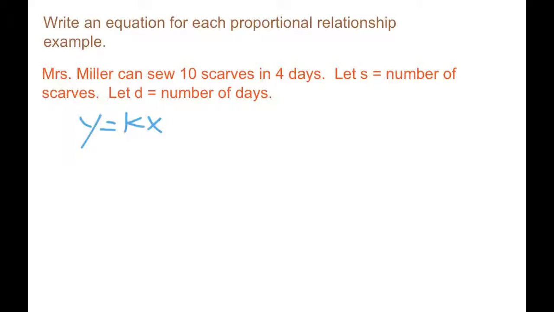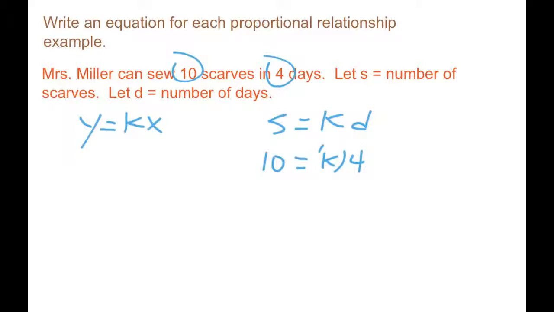All right, so for this one, we're going to rewrite this s equals kd. Okay, d is going to be our independent variable, number of days. That could be anything. And then s is going to be our dependent variable, because it depends on how many days Mrs. Miller is sewing. All right, so now I only have 2 numbers to work with, 10 and 4. So 10 is the number of scarves, that's our S. I'm going to plug that in there. And then 4 is our number of days, so I'm going to put that in for D. And then we have a k there.